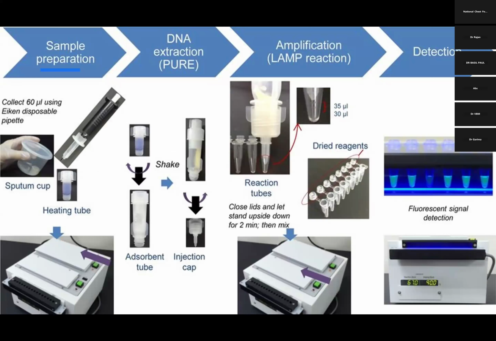So what do you do? First, you do a sample preparation. You collect 60 microliters using an ICAN disposable pipette in the sputum cup. You put it in the heating tube. Then you put it in the machine. So that's the DNA extraction. You shake it and you put it there. Again, the principle is fluorescence-based only. So if fluorescence is there, then TB is detected. If it's not, then it is not detected.